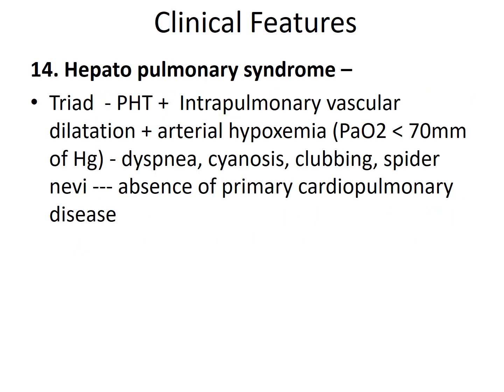Another is hepatopulmonary syndrome. Again, there is no pulmonary disease, but because of the hepatic cause, you are getting pulmonary symptoms, known as hepatopulmonary syndrome. This is recognized by the triad: portal hypertension, intrapulmonary vascular dilatation, and arterial hypoxemia with the partial pressure of oxygen less than 70 mm of mercury. So child will be presenting with dyspnea, cyanosis, clubbing, spider nevi, but there is absence of any cardiopulmonary disease; you are getting symptoms of cardiopulmonary disease because of the hepatic disease, known as hepatopulmonary syndrome.